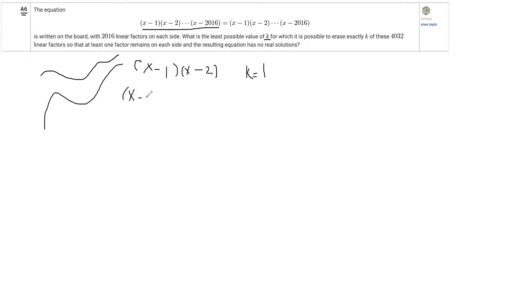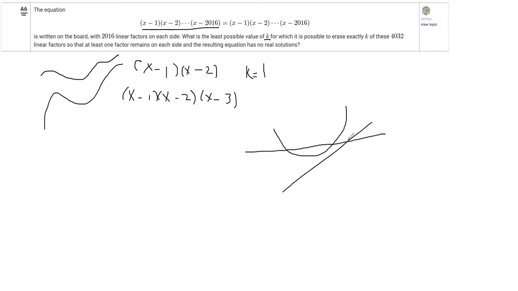X minus 1, x minus 2, and x minus 3. So this quadratic factor is going to be positive, and it's going to grow very fast. So our linear factor would have to pass entirely under the quadratic factor on one side or another. So its zero has to lie outside the parabola, because if it was lying inside the parabola, I'm pretty sure no matter how you draw the line, you're going to intersect the parabola.